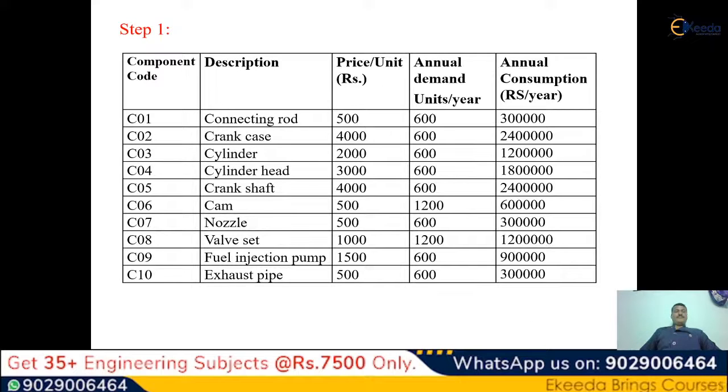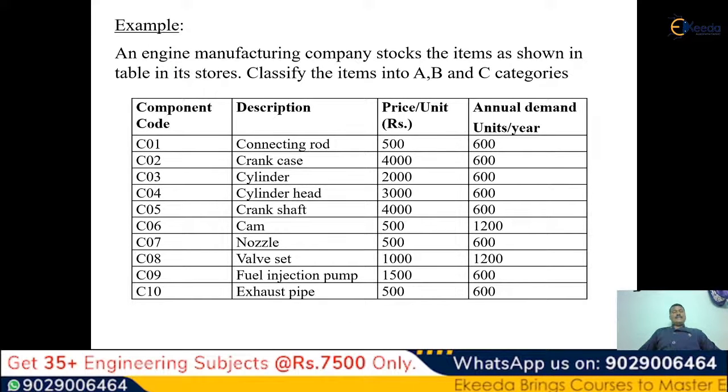For example, there is an engine manufacturing company which stocks the items as shown in the table in its store. And based upon these, we need to identify them into A, B and C categories. Like the code C1 belongs to connecting rod, C2 crankcase, C3 cylinder, C4 cylinder head, C5 crankshaft, C6 cam, C7 nozzle, C8 valve, C9 fuel injection pump, and C10 exhaust pipe.